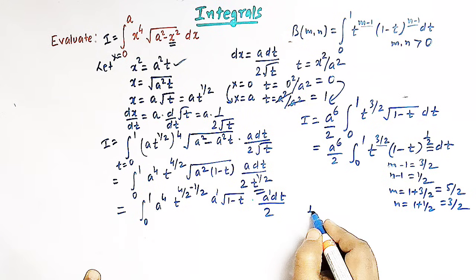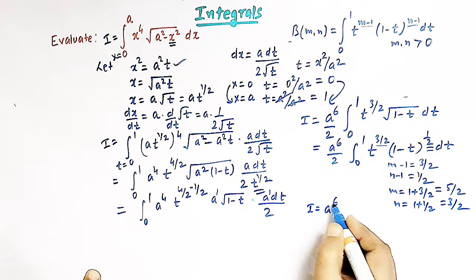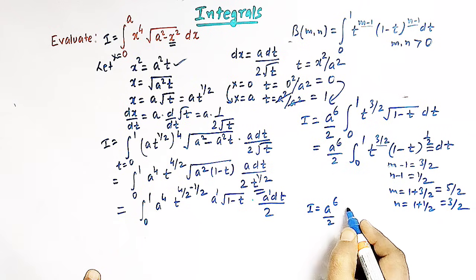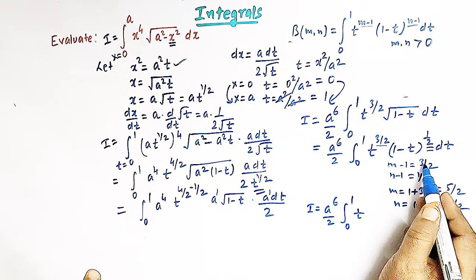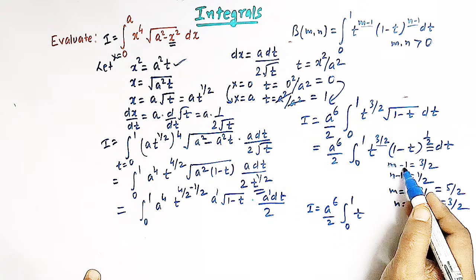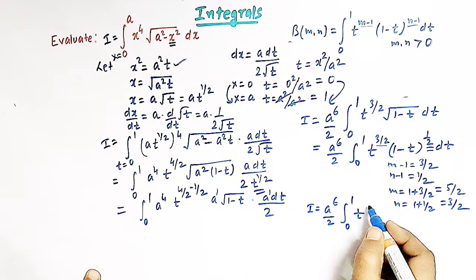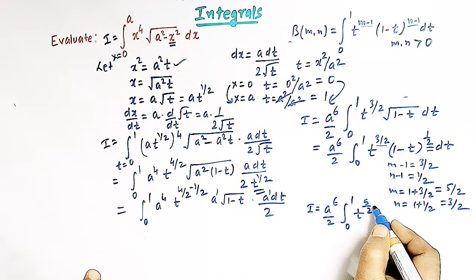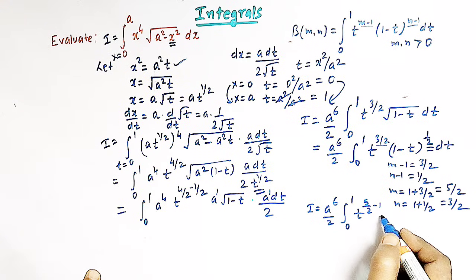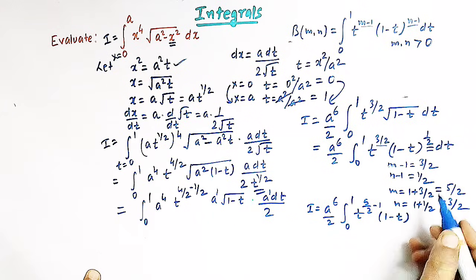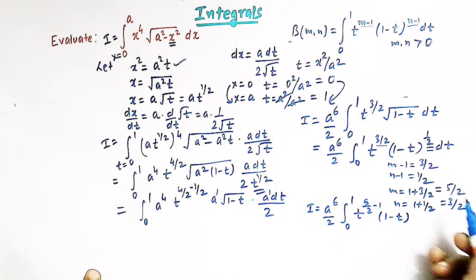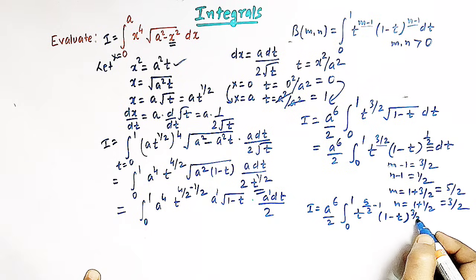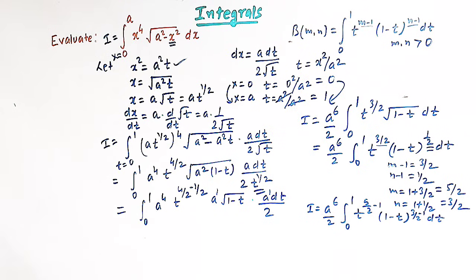Right? So now I can be written as a raised to 6 over 2, integral from 0 to 1, t raised to 3 by 2. So 3 by 2 is equal to m minus 1, and m is 5 over 2. So we have 5 over 2 minus 1. And then we have (1 minus t) raised to half. Half is n minus 1. N is 3 over 2, and this is 3 over 2 minus 1, and dt.